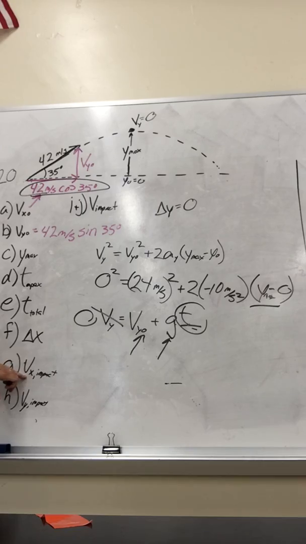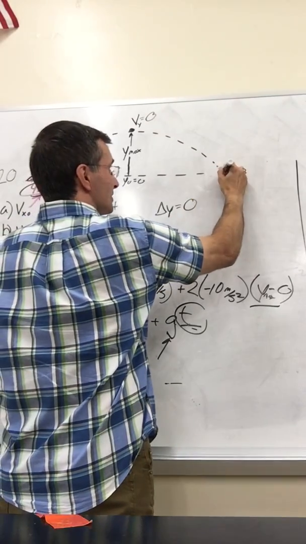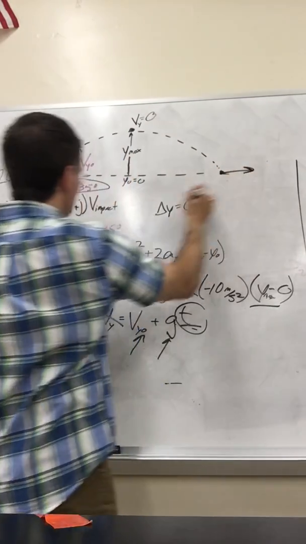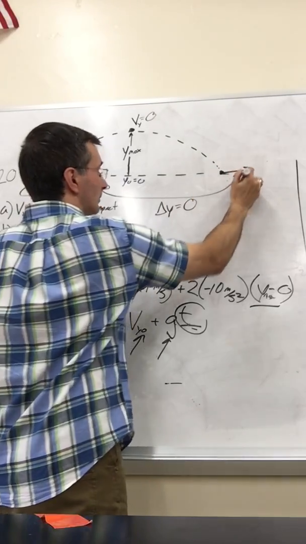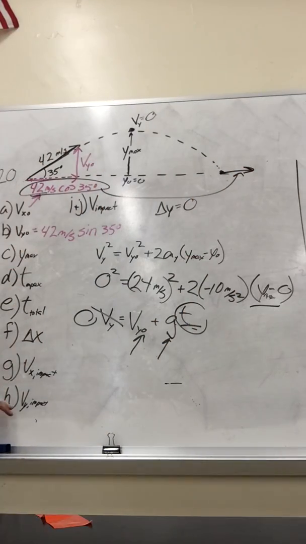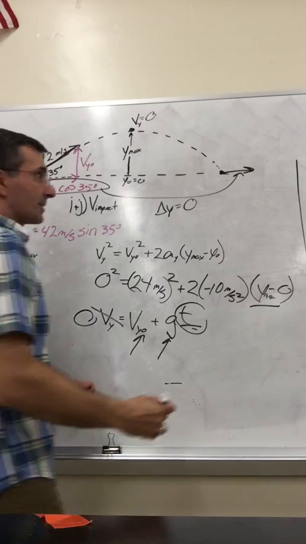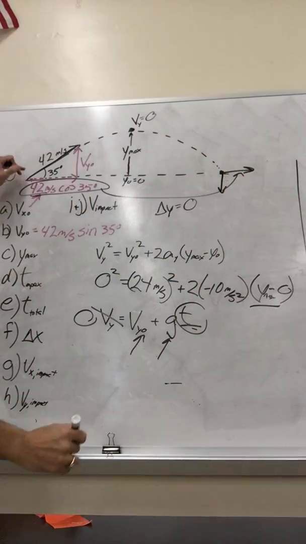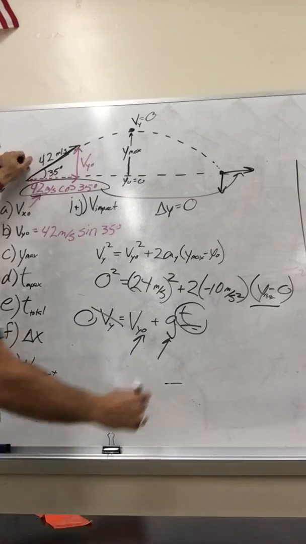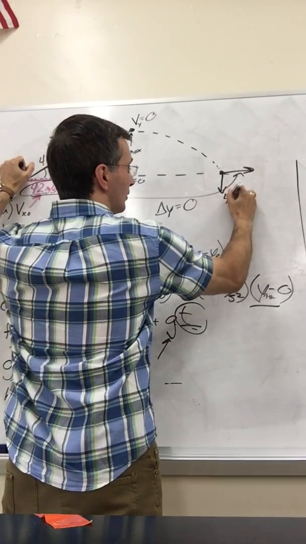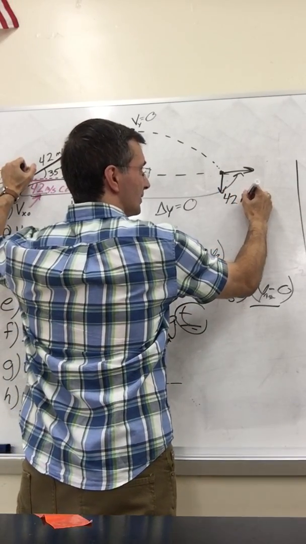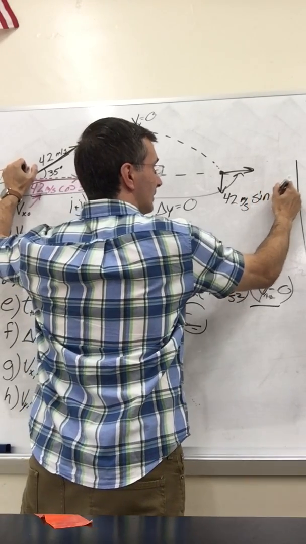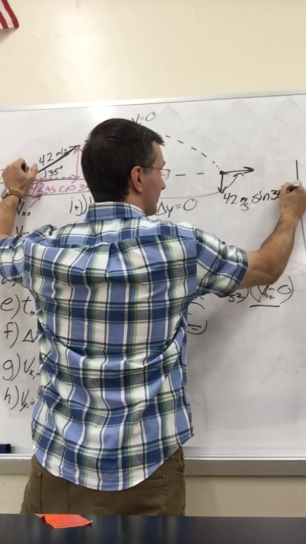Velocity in the x direction at impact, well, it never changes. So it's going to be the exact same as we started here. The vertical velocity at impact will be equal and opposite to what we started with. So this is going to be your 42 meters per second times the sine of 35.